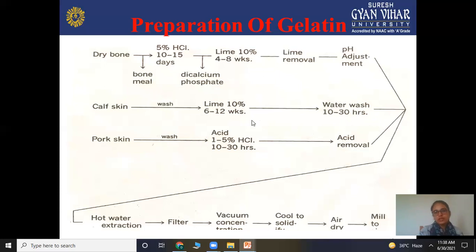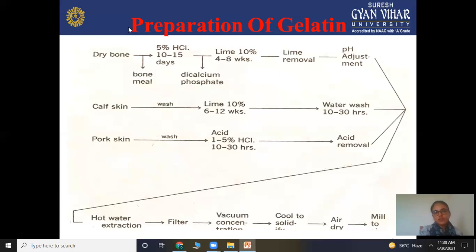And then after the water wash, you treat again with 10% lime solution for 6 to 12 weeks. Means you again treat this gelatin with 10% lime solution for 6 to 12 weeks. Then wash this gelatin. And after washing, calf skin is used for this.